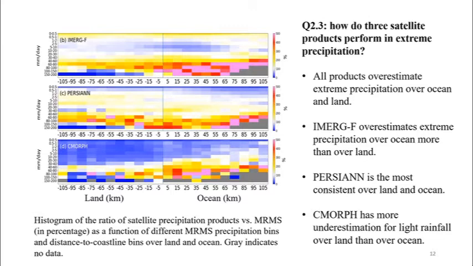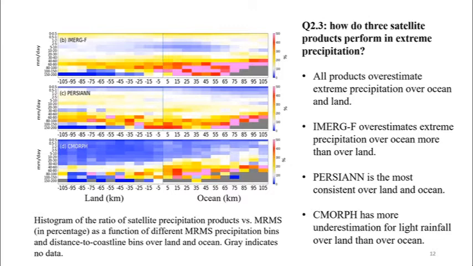A few points there. First, all those three products overestimate extreme precipitation over ocean and land. And that's indicated by essentially the yellow to pink color for high precipitation values. And the second point is IMERG Final overestimates extreme precipitation over ocean more than over land, because in the top panel, you see all those pinkish colors over ocean.